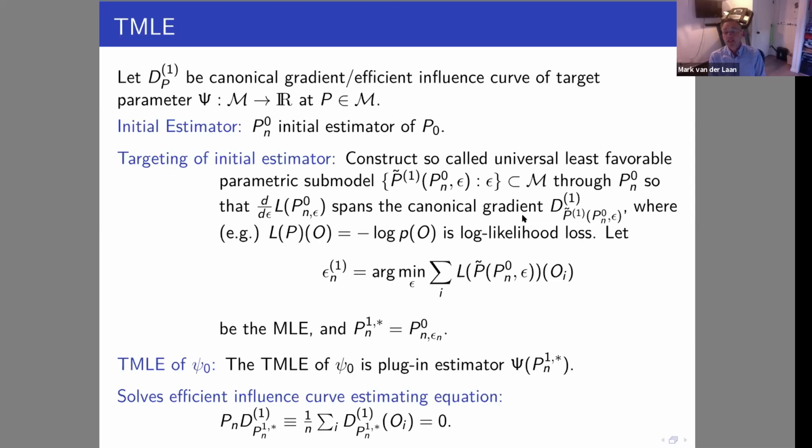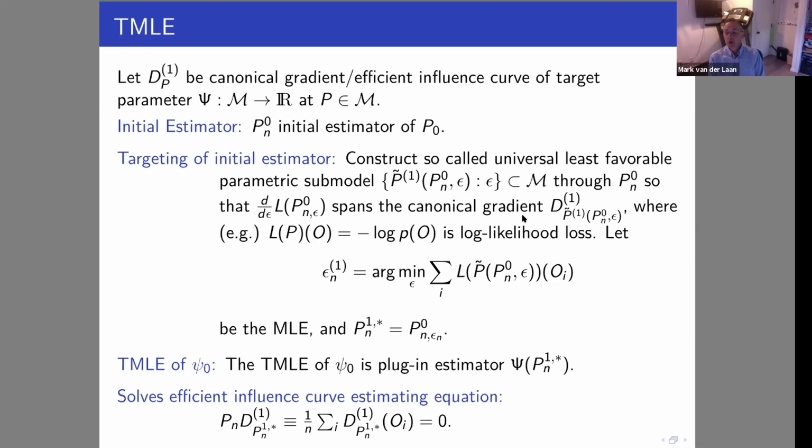Then we take this least favorable path, as we call it. So it's this path which has a parameter epsilon, and at epsilon 0 you get back your initial estimator, and it has score the canonical gradient. And what that means is that your psi along this path, when you move epsilon away from 0, will have a maximal change for every unit increase in epsilon. And therefore, when you do an MLE along this path, it's like fitting the parameter. And therefore, you get a lot of gain from that little single MLE step. You get a big bias reduction for your target parameter.